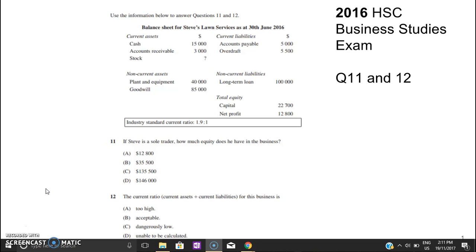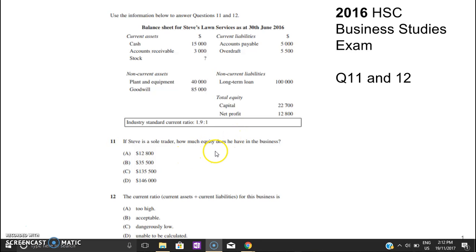First thing we'll notice is that there are key things missing from this balance sheet for Steve's Lawn Services. We can see that there is stock missing and that the balances are missing. So already that gives us a bit of a clue that maybe that's something we're going to have to calculate eventually. We also see that the industry standard current ratio for this is 1.9 to 1, and that's going to come into play as well in the question. So let's have a look at question 11 and see what we're asked to do.